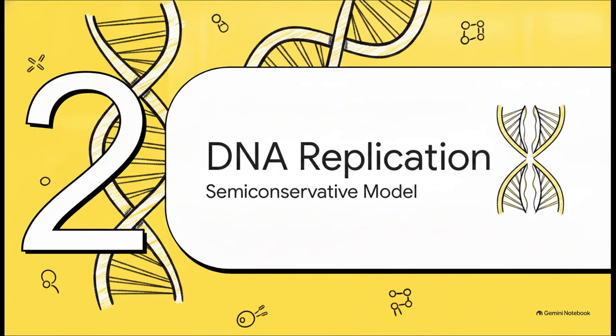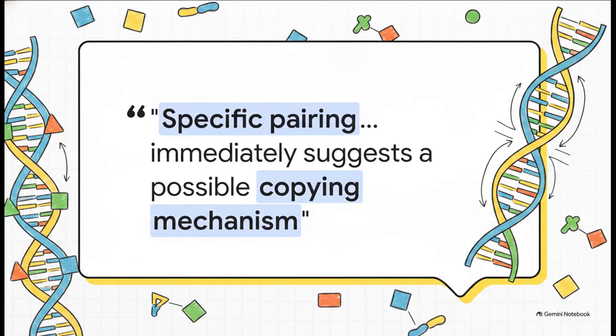That brings us to Section 2, semi-conservative DNA replication. Let's look at how researchers first wrapped their heads around duplicating this complex molecule. Back in 1953, when James Watson and Francis Crick proposed that famous double helix structure of DNA, they confidently dropped this legendary and honestly famously understated line. They noted that the specific pairing they postulated immediately suggested a copying mechanism.